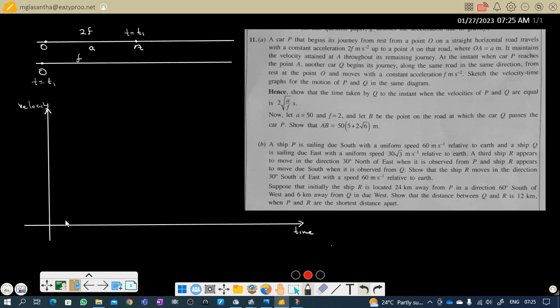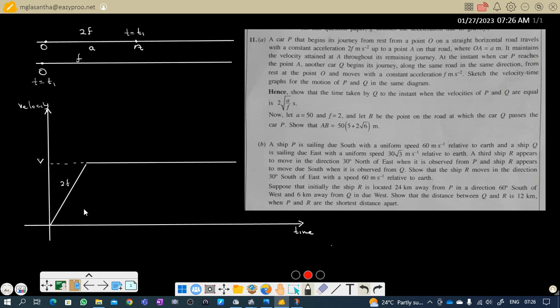The first car moves like this, car P with acceleration 2f. Then when it comes to point A, it moves at the same velocity; thereafter there is no acceleration, it continues with uniform velocity. So this is acceleration 2f, and you can take the maximum velocity as v.